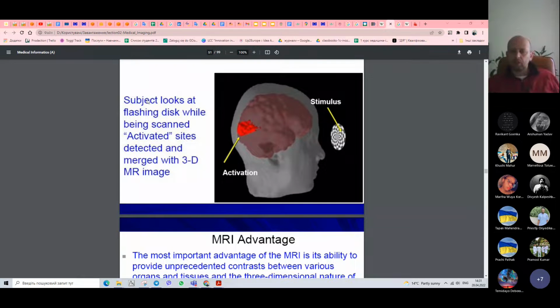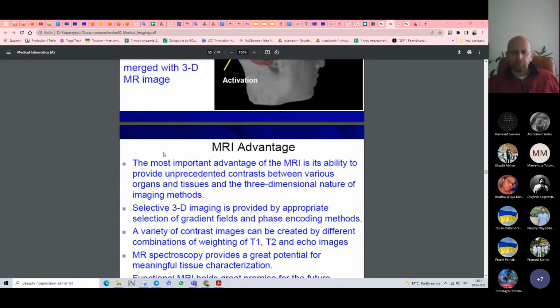This allows for a more detailed understanding of the functioning of the brain using different experiments. For example, a subject looked at a flashing disk while being scanned, and activated sites are detected and merged with the 3D MRI image. You see, we show a person different kinds of stimulus, and we can understand what part of the brain becomes active.